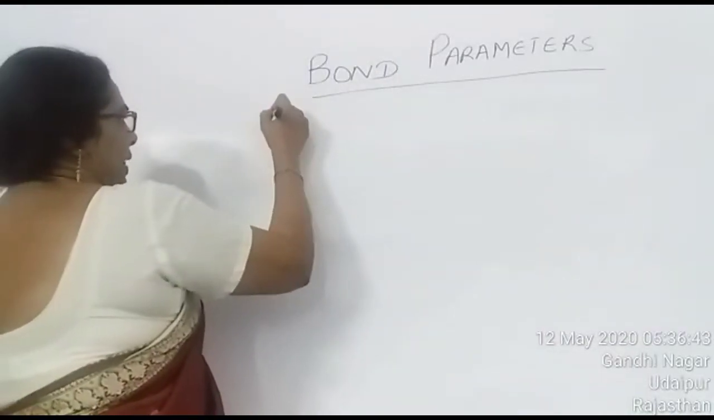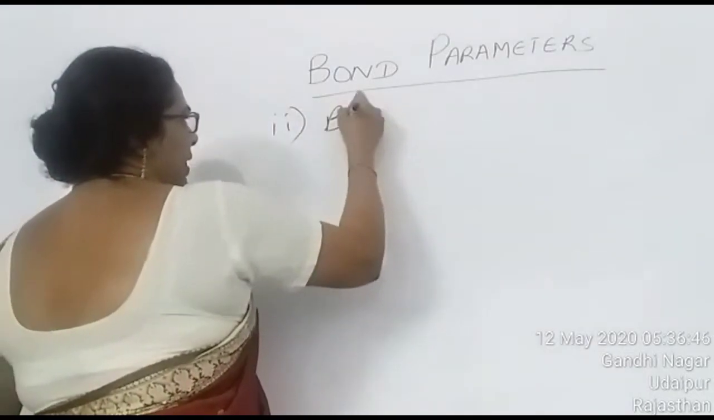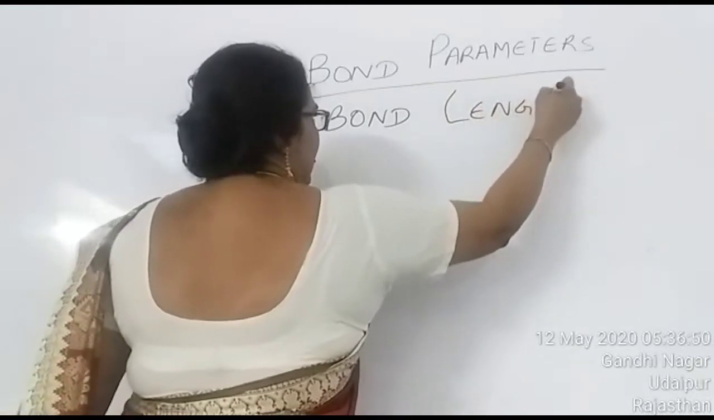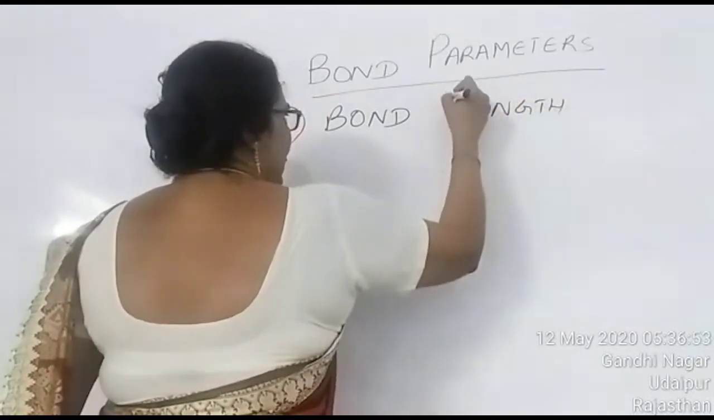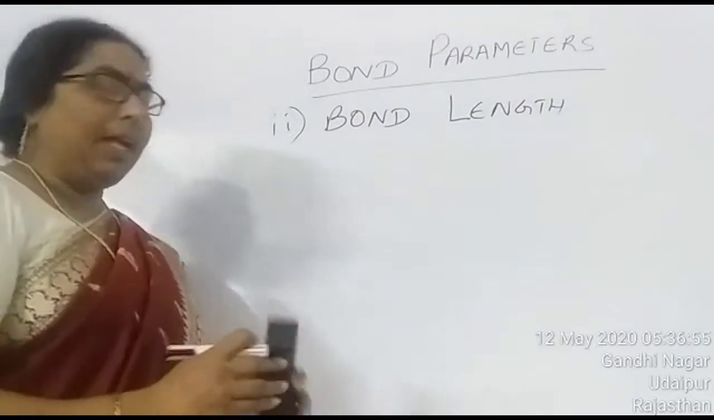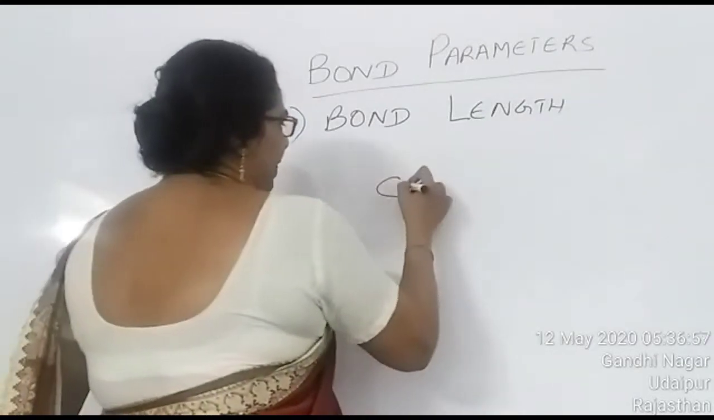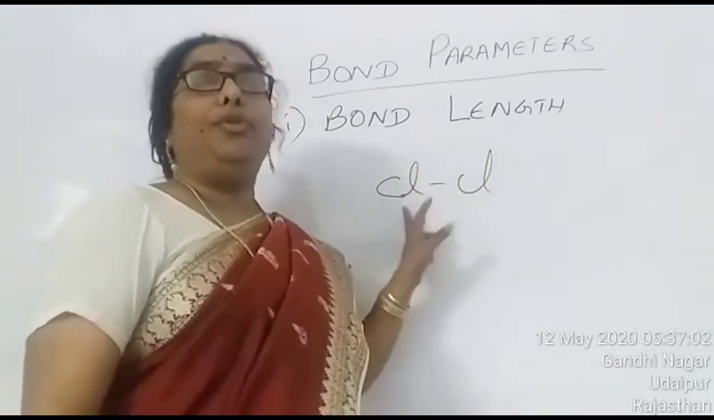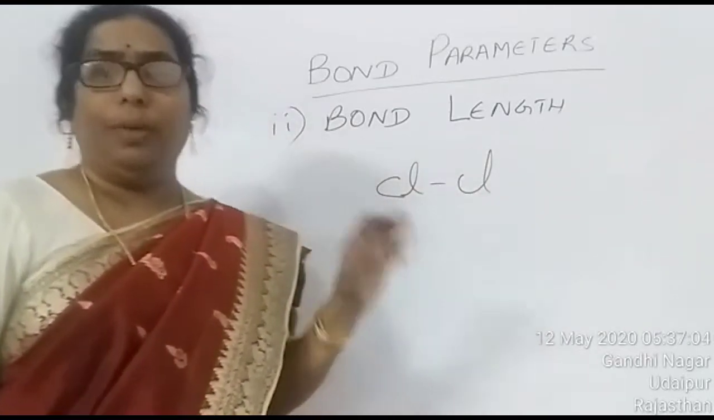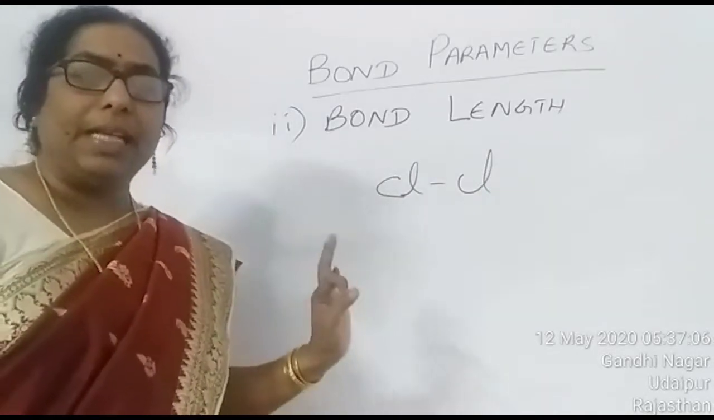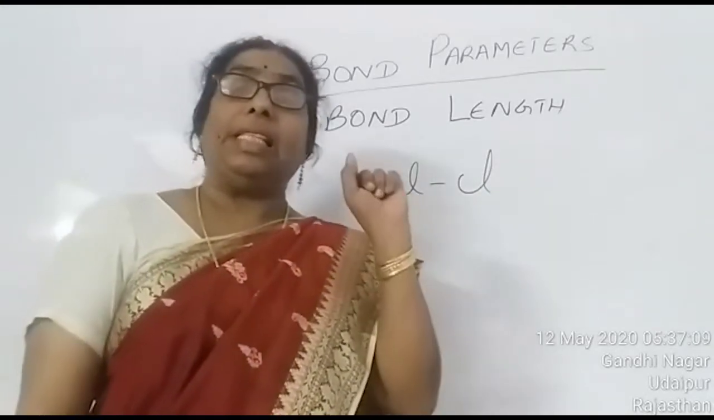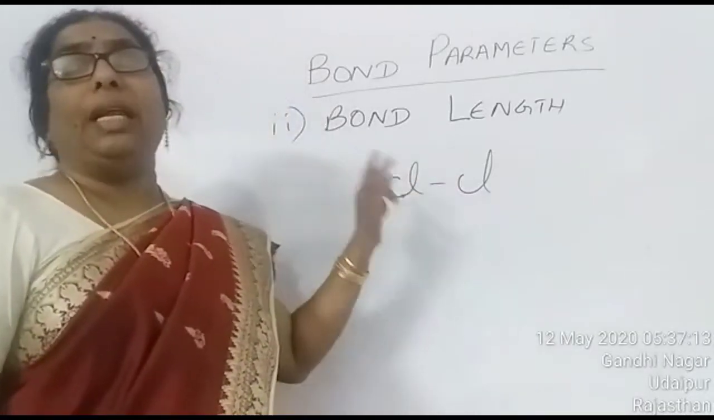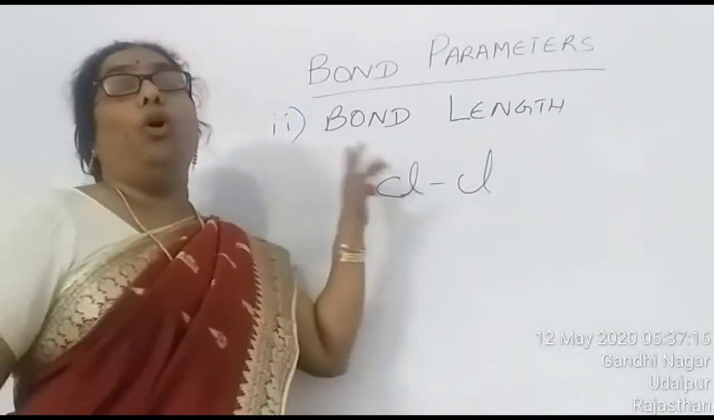Second one we are going to study is bond length. As the term indicates, bond length is defined as the distance between two bonded atoms. Distance between the centers of two bonded atoms in a molecule. Bond length is defined as the average length between the centers of two bonded atoms in a molecule.